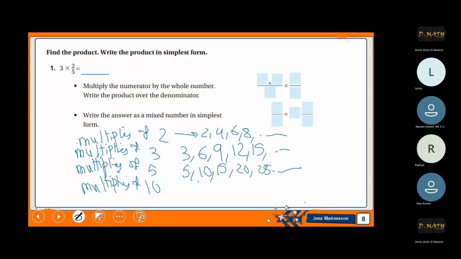These are multiples of 10. If the numerator and the denominator are both multiples of 5, I can divide them by 5. Multiples of 10, like what? 10, 20, 30, 40, and so on. So these are the common multiples: multiples of 2, 3, 5, and 10. Let's go back here.